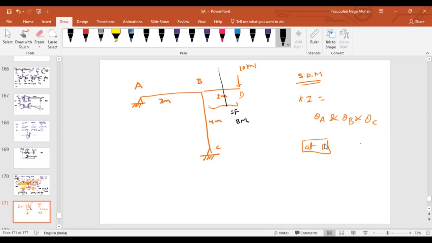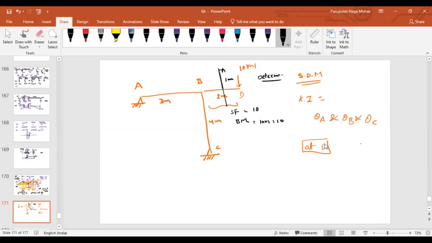If I cut a section like this at a distance of 1 meter from D, can you tell me what is the shear force? Looking to the right side, 10. And what about the bending moment? 10 into 1, that is 10, right? That means BD is a determinate portion. If it's a determinate portion, then there is no need to find it out.